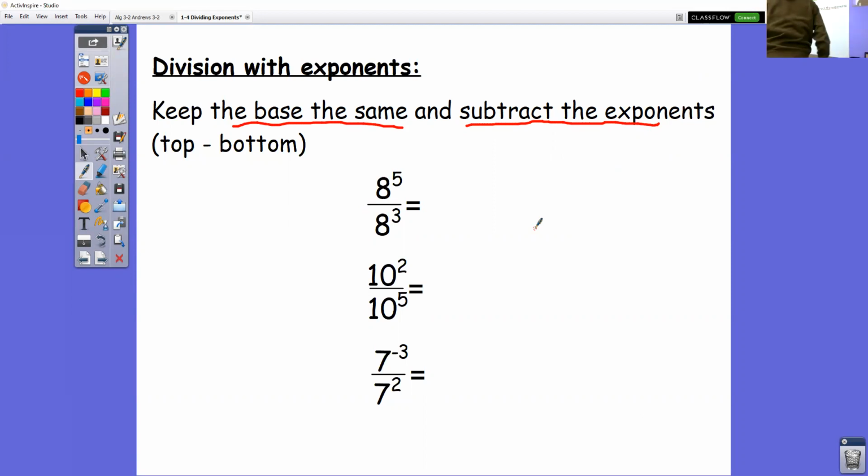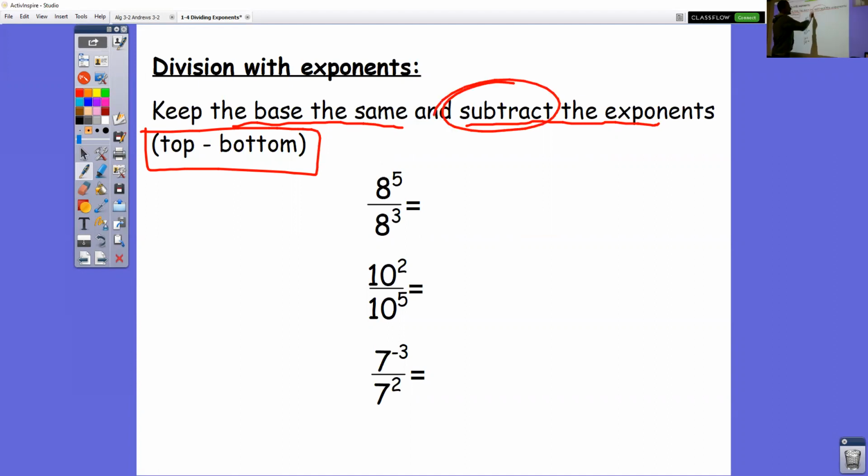When you have questions that go vertically up and down, you need to do the top exponent minus the bottom exponent. So again, what we're going to do with dividing questions is keep the base the same and subtract the exponents. So we have 8 to the 5th divided by 8 to the 3rd. We're going to keep that 8 the same, and we're going to subtract our exponents. So we're doing 5 minus 3. You have to do the top exponent minus the bottom exponent. So 5 minus 3 is 2.